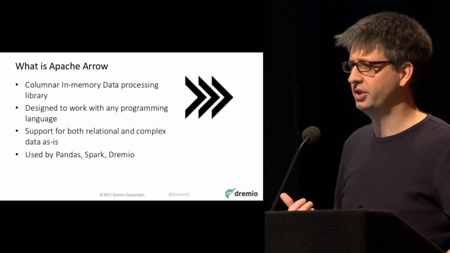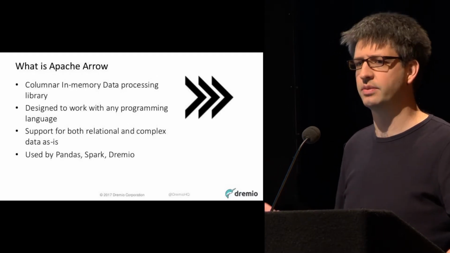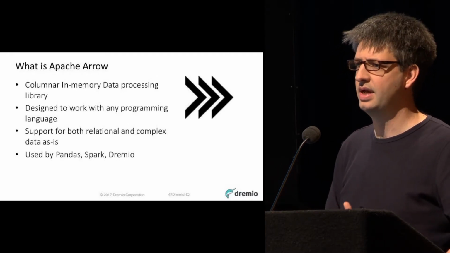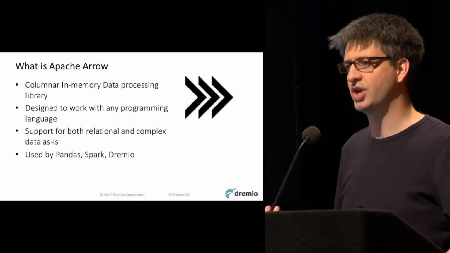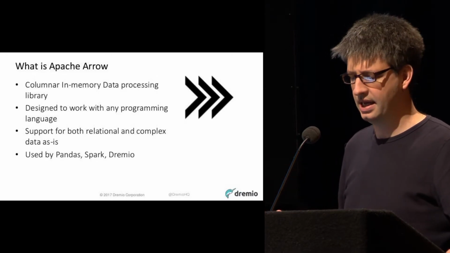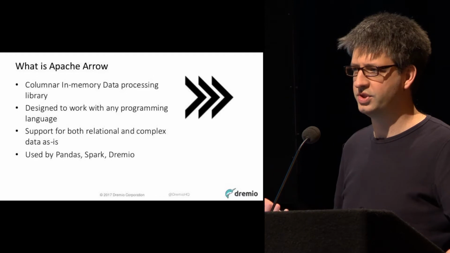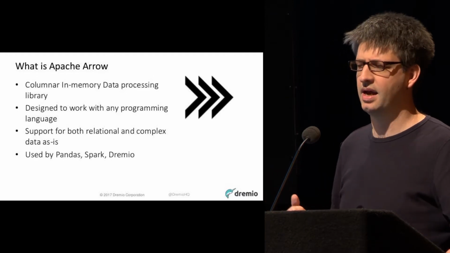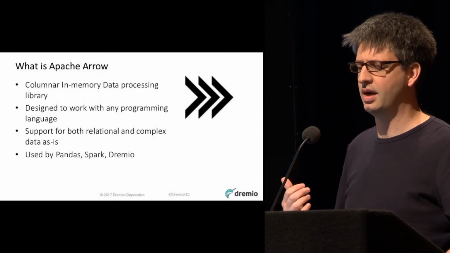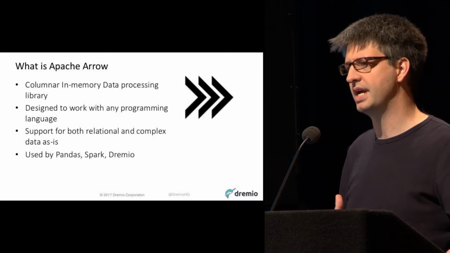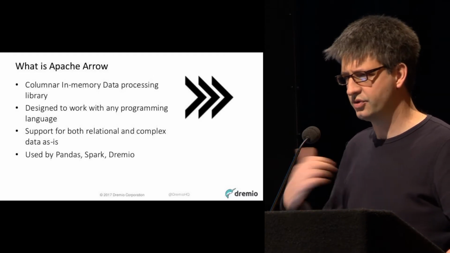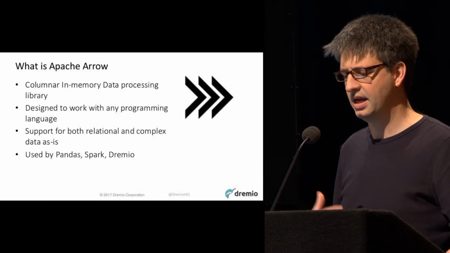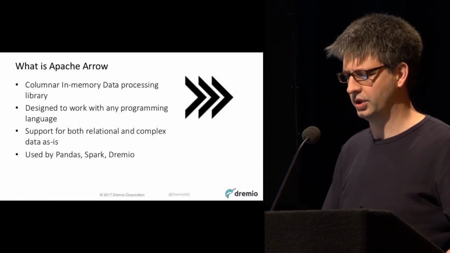Arrow, even though it's fairly new, has been incorporated in some really interesting projects. Pandas is now incorporating Arrow as its next generation in-memory format for processing. Spark, with 2.3, which is coming out I think shortly, has incorporated Arrow as an internal representation for certain types of processing. And then Dremio, the product that I worked on most recently, also uses Arrow internally.